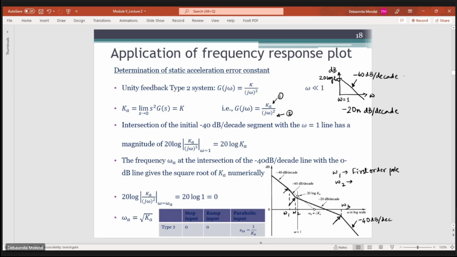So if we analyze them, if we find out at what frequency they are crossing the 0 dB line, from that position we can find out the value of the corresponding static error constants, and once we find out those static error constants, we can find out the steady state error. So that is how you can use a Bode plot to calculate the steady state error of a given system.